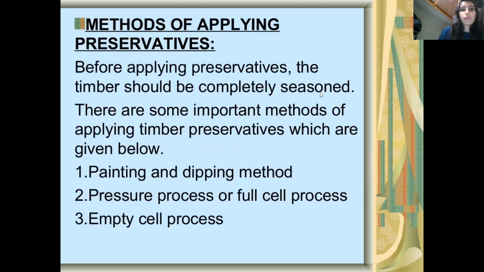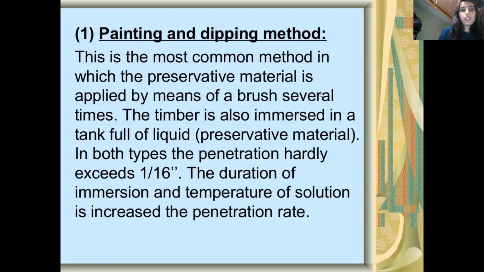Methods of applying preservatives. Before applying preservatives, the timber should be completely seasoned. There are some important methods of applying timber preservative, given below: painting and dipping method, pressure process or full cell process, and empty cell process. First one is the painting and dipping method. This is the most common method, in which the preservative material is applied by means of a brush several times. Timber may also be immersed in a tank full of liquid. In both types, penetration hardly exceeds a limit; the duration of immersion and temperature of solution increase the penetration rate.